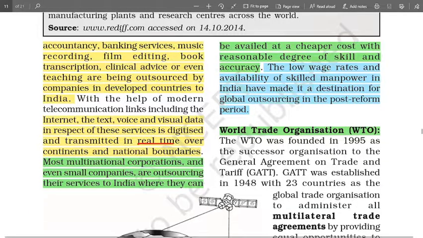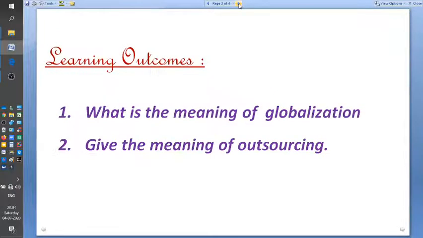So the low wage rate, availability of skilled manpower has made India a destination of global outsourcing in the post-reform period. So that's about outsourcing, one of the outcomes of globalization, which India very much benefits from. Okay, so that's about today. So you learn about the meaning of globalization, you know about the meaning of outsourcing, you know about those services, what kind of services you can develop through outsourcing. Okay, so that's about the first part.